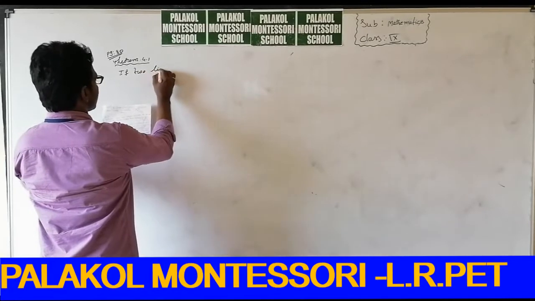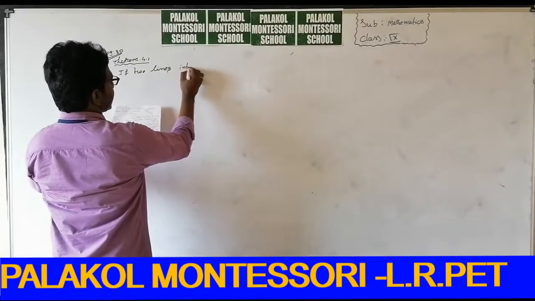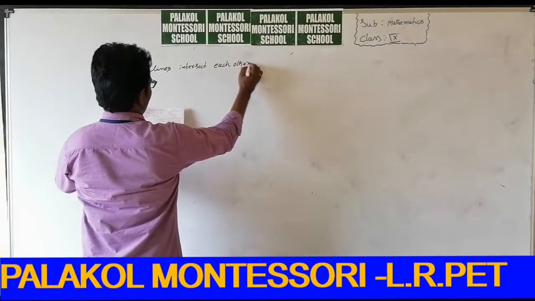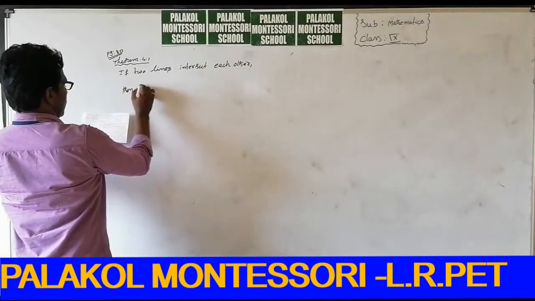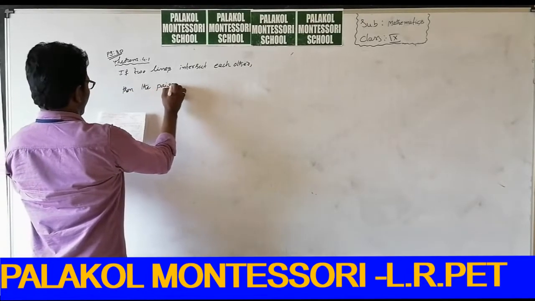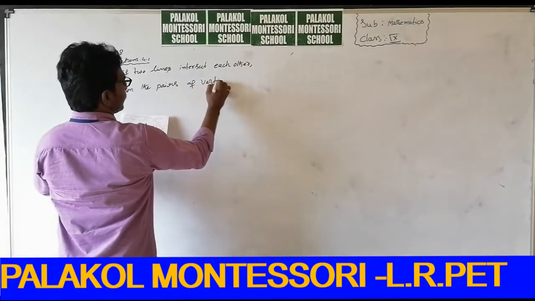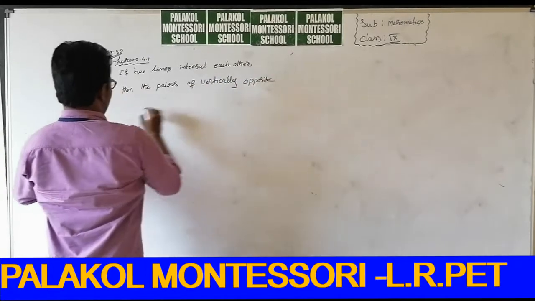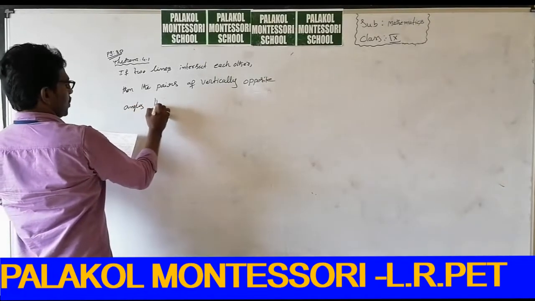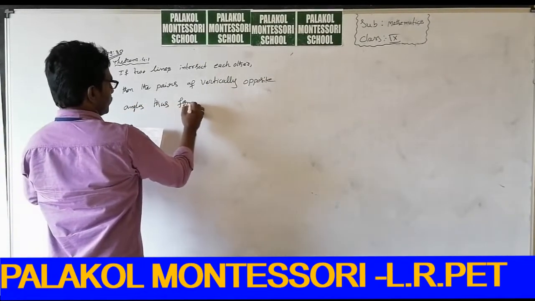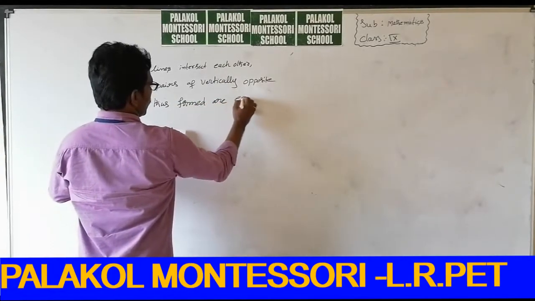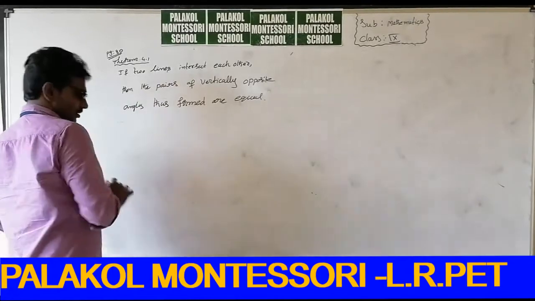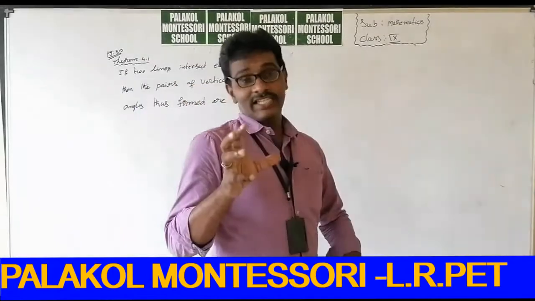If two lines intersect each other, then the pairs of vertically opposite angles formed are equal. Yes guys, this one is the theorem.